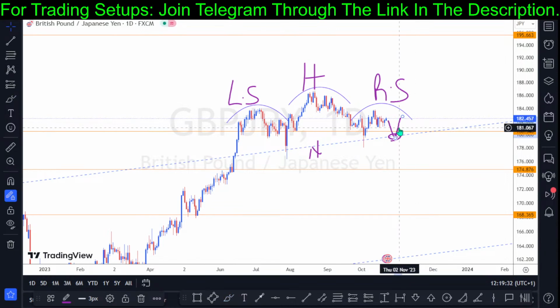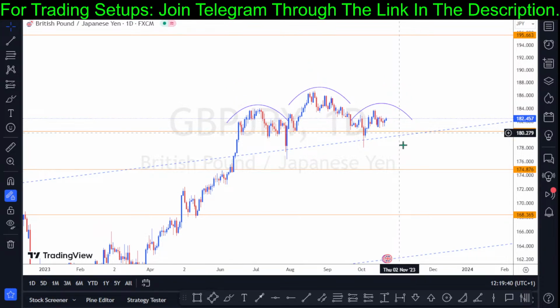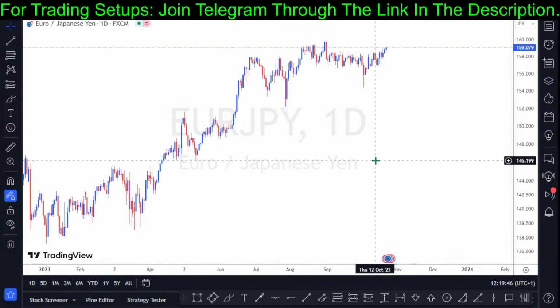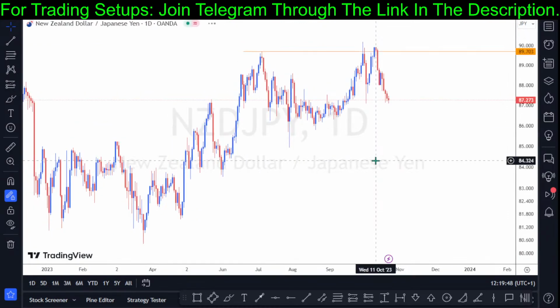So this is why I have my eyes on this currency pair. I currently have this asset on my watch list to see how price is going to perform. And let's go to the New Zealand Japanese yen. What do we have on New Zealand Japanese yen?